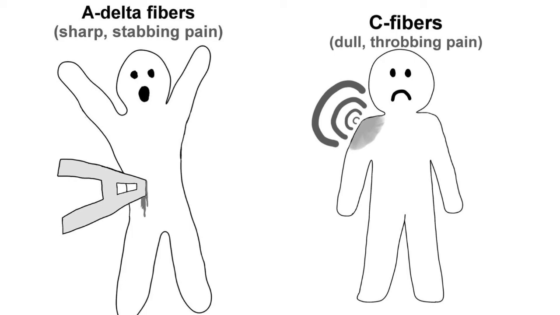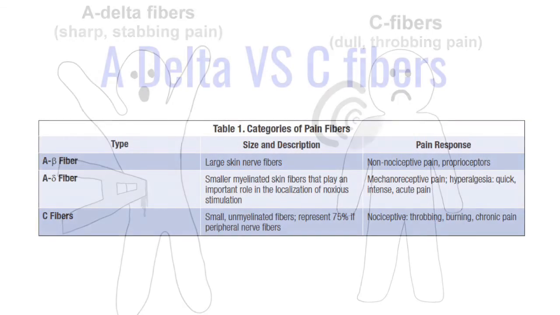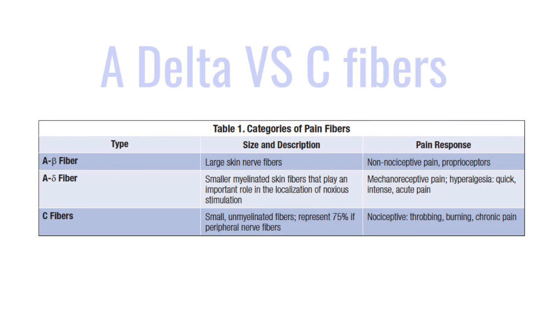Also keep in mind that inflammation can, over a period of time, become dull and throbbing. So the pain that was once because of the A delta fibers can now be because of the C fibers, because of the inflammation and the change in the nature of the pain. So that is all about the A delta and the C fibers.